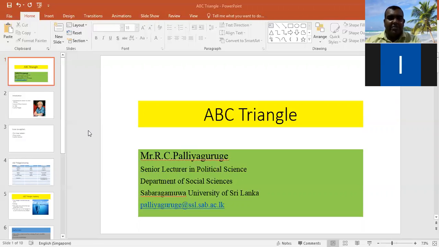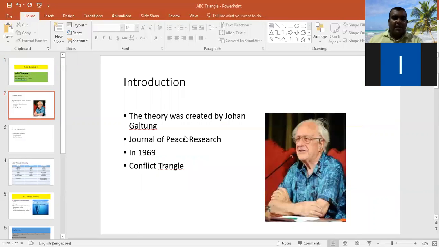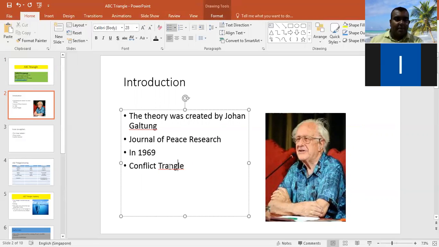So simply it is called the ABC triangle, or sometimes it's called the conflict triangle, right? The theory or the concept was created by Johann Galtung, the famous conflict theorist. In 1969, he published a research paper in the Journal of Peace Research. In this article, he was talking about the importance or formation of the complete triangle or ABC triangle. So then it is called the complete triangle again, right?